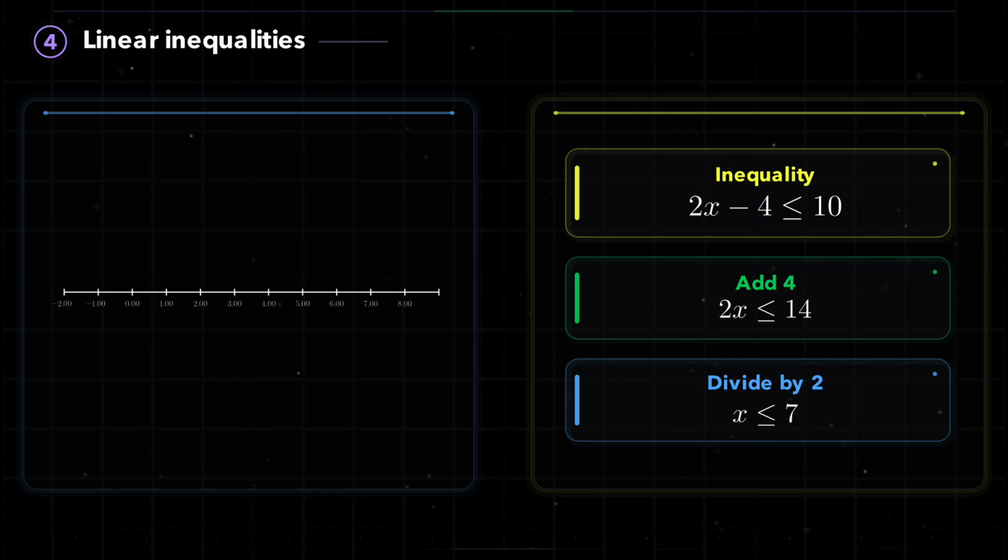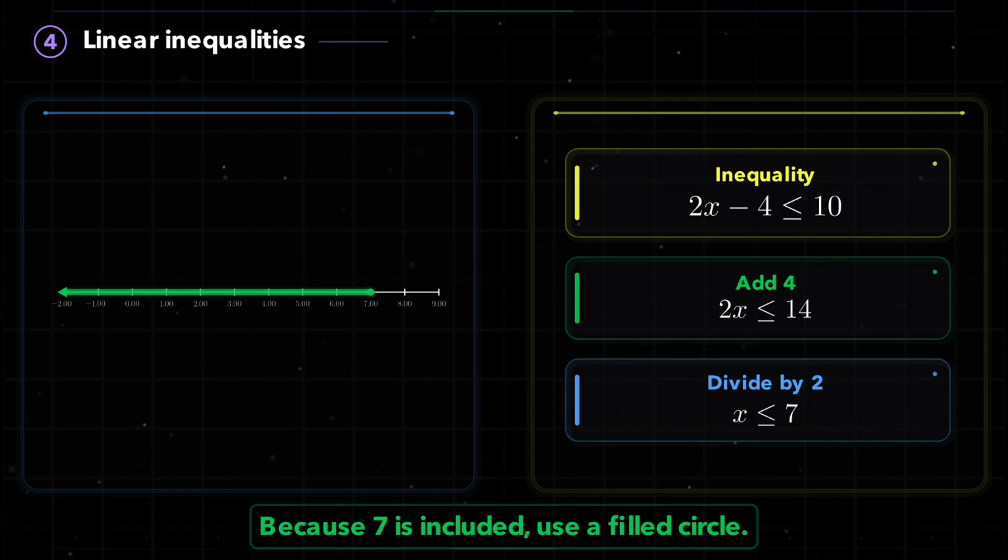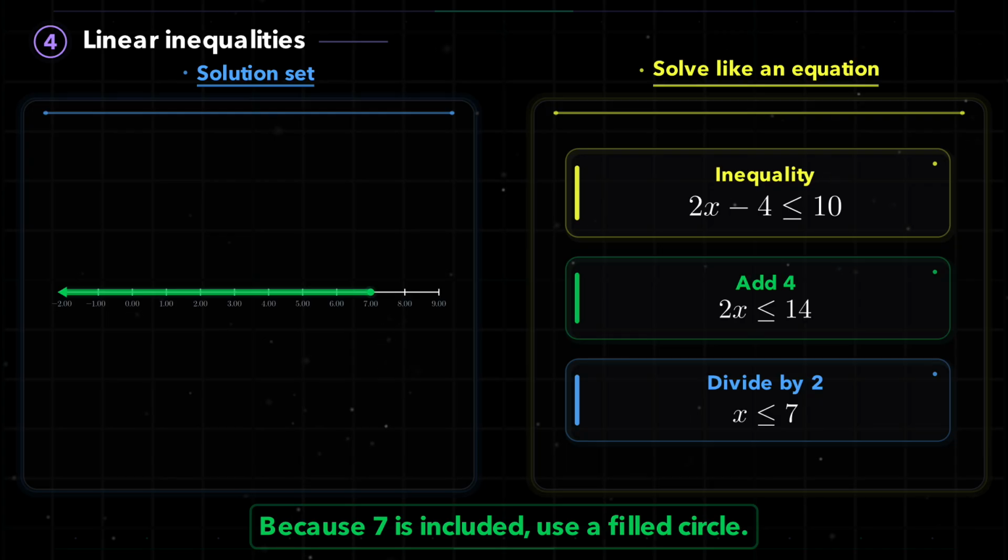On a number line, we can put a filled circle at 7. The filled circle means 7 is included, and then we shade to the left because x can be less than 7. That is the main difference between solving an equation and solving an inequality. An equation gives a specific value. An inequality gives a range of values.